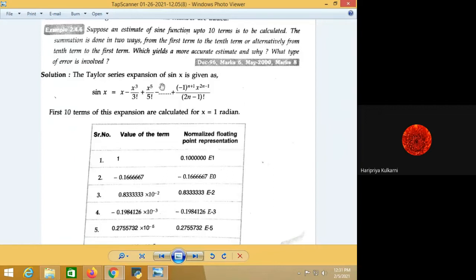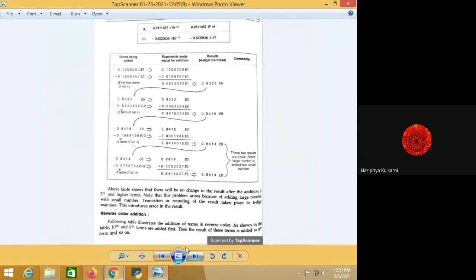Now we have to try for two ways. First term and second term we will add together. So I will add this with this, provided I normalize them. Same rules of addition and subtraction. So I will add up these two first, then the answer I will add to the second term. Next answer I will add to the third term and so on. So let us see what happens.